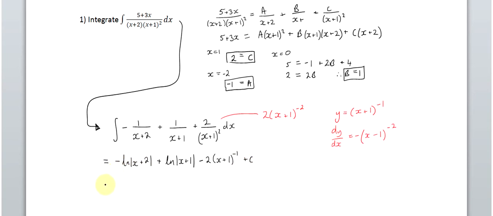Now, not essential, but worth remembering that these two logs here can be combined using the division rule. And then we've got 2 over x plus 1 plus C. And there we go.